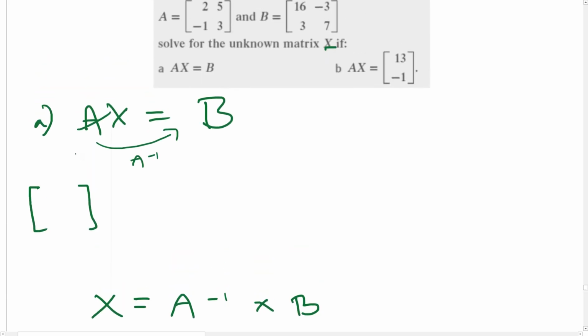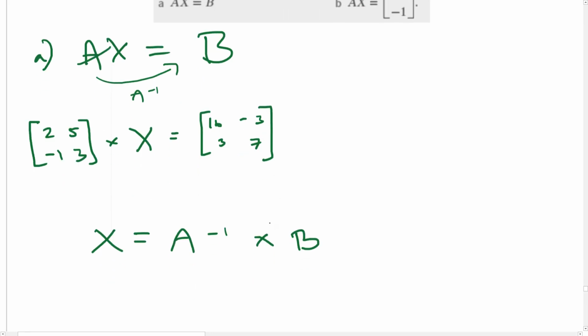So the matrix A is 2, 5, -1, 3, multiplied by matrix X equals whatever the B matrix was, which is 16, -3, 3, and then 7. Okay, so that's the first part.